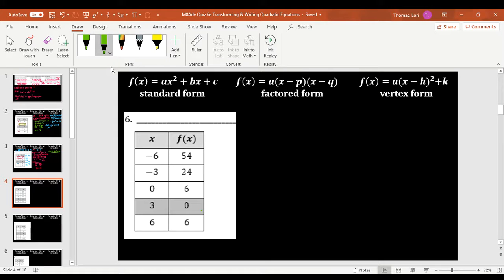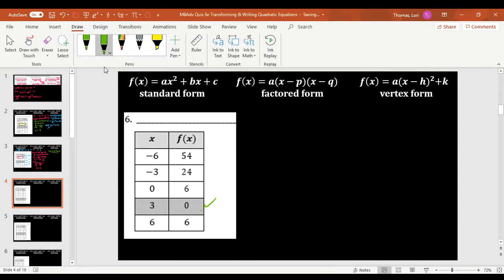Okay, let's look at number 6. My x values are not in consecutive order, so I can't do standard. I do not have both roots. I just have one root, so I can't use factored, but I do have the vertex. So we're going to do vertex form.